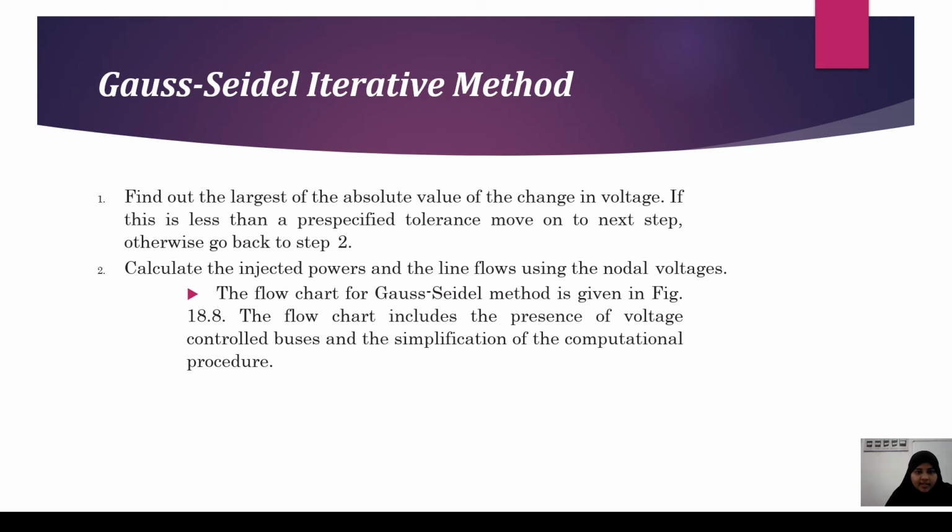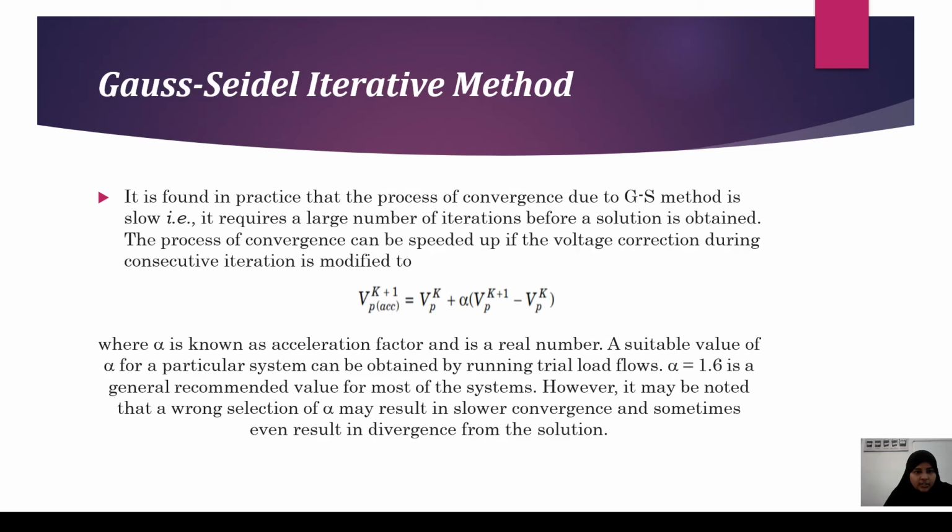So flowchart is shown here. This flowchart includes the presence of voltage control buses and the simplification of the computational procedure. It is found in practice that the process of convergence due to Gauss-Seidel method is slow. That is, it requires a large number of iterations. Okay, this is the disadvantage of Gauss-Seidel method, that it requires a large number of iterations before a solution is obtained.